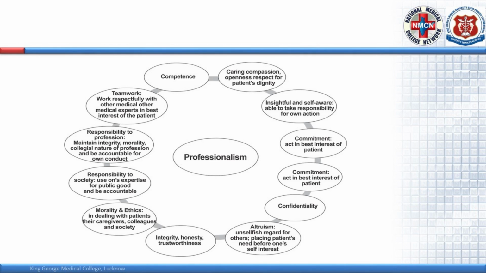having morality and ethics, having responsibility to society for the public good and responsibility to the profession, maintaining integrity and morality, and how we handle our professional colleagues, with teamwork, respectfully working with all our colleagues. All these are different aspects of professionalism. So students have to be taught all these things from the beginning so that they understand that all this includes being professional.